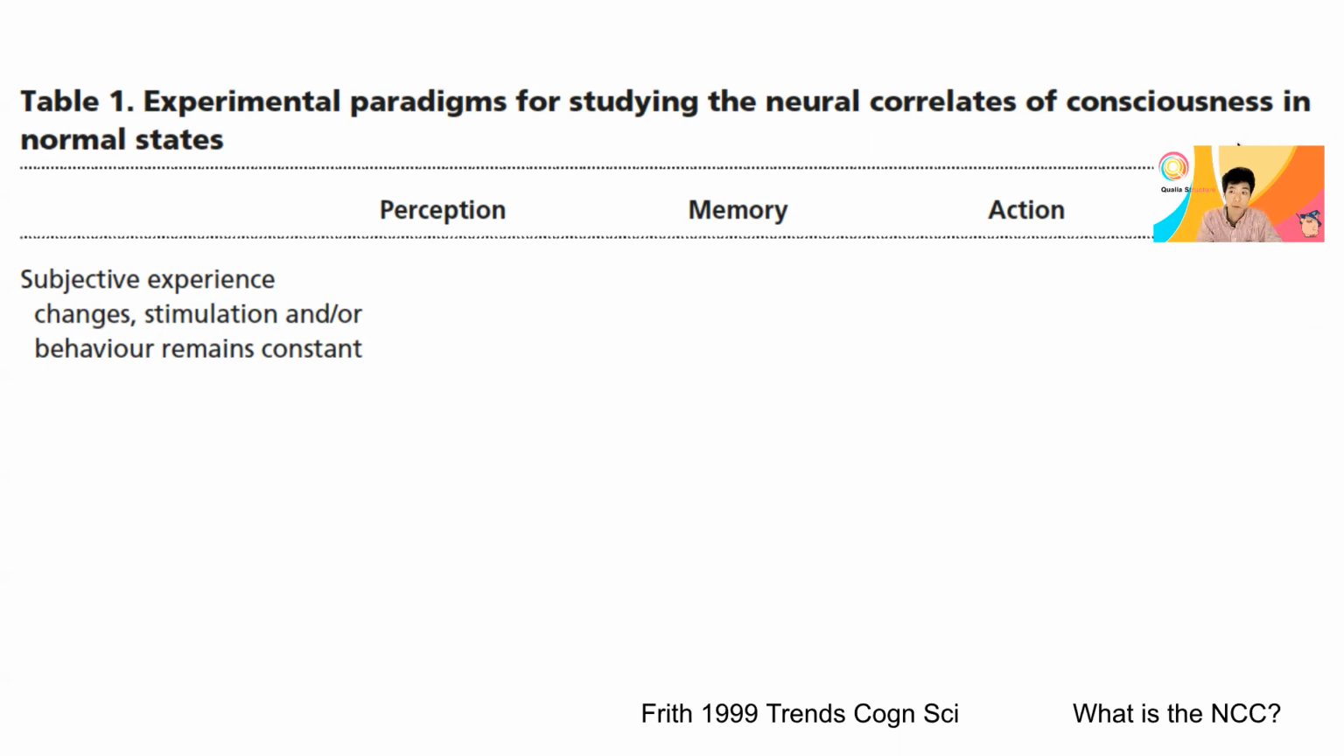And this table shows the experimental paradigms for studying the neural correlates of consciousness in normal states first. And then table 2 is about the abnormal states. Each of the rows shows potential experiments, and each of the columns is about perception or memory or action.